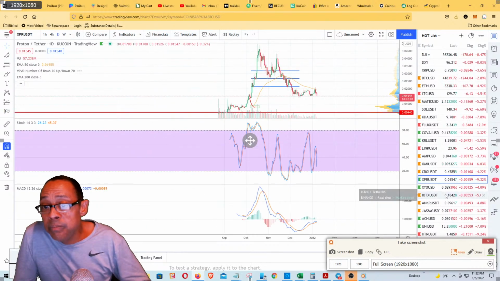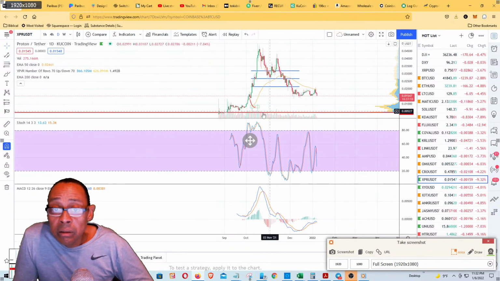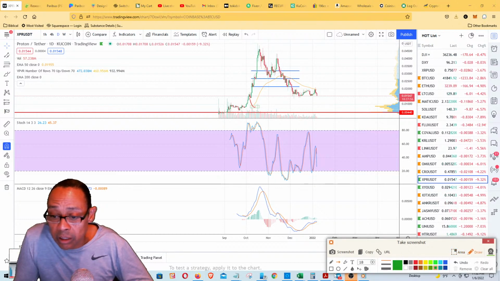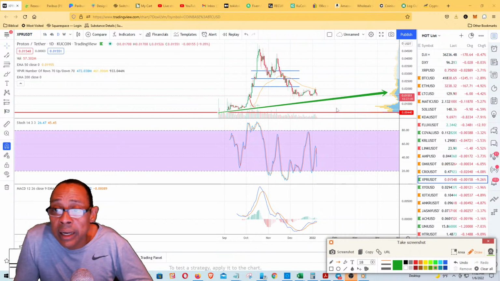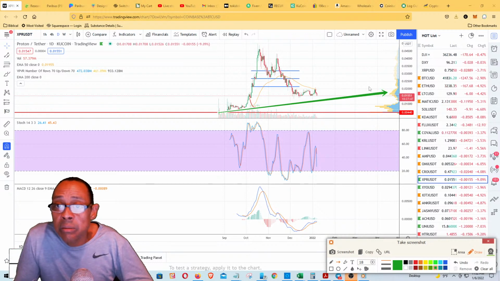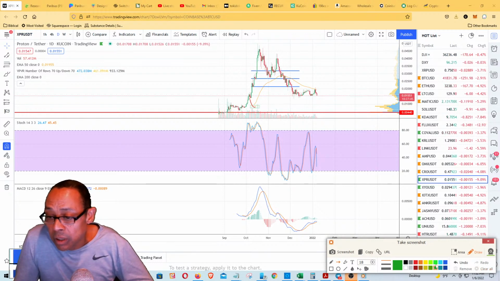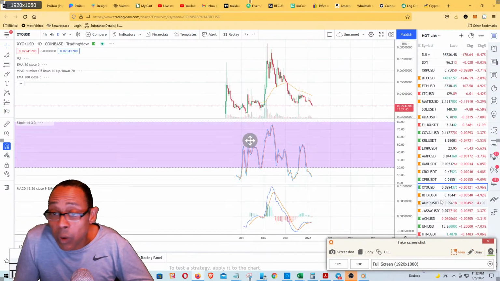XPR. You know, it's looking all right. XPR is cool. Proton. If we come up out of these bases, it could be doing something like this. We could jump down to a cent, bounce up, and make the next big movement. All right, moving right along.